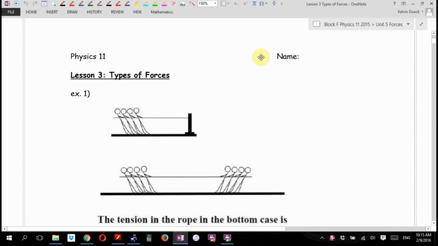Well, for types of forces, technically there's only 4 fundamental forces. There's gravity, the strong nuclear force, now just called the strong force, the weak nuclear force, now just called the weak force, and electromagnetism. Everything comes down to those 4, but we don't want to always have to refer to those 4.